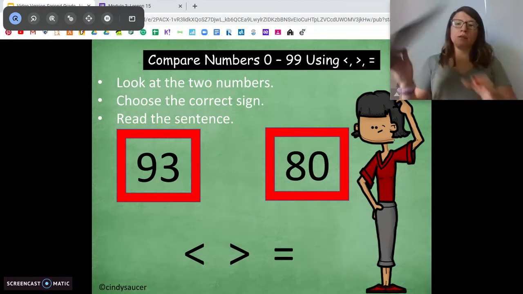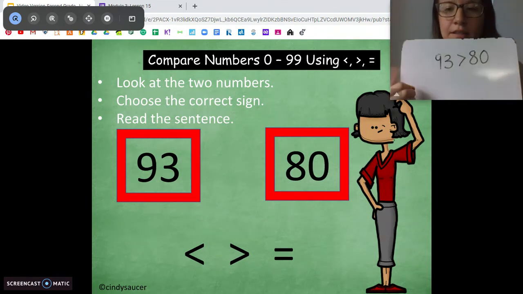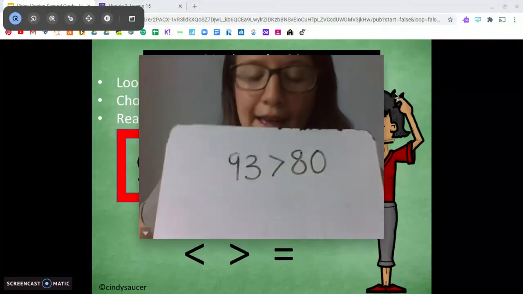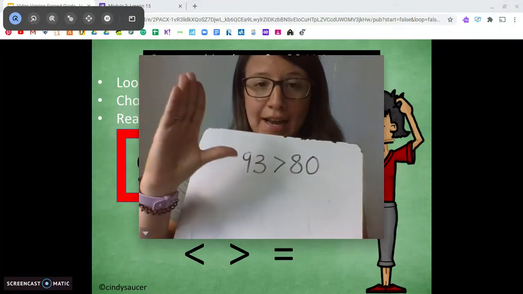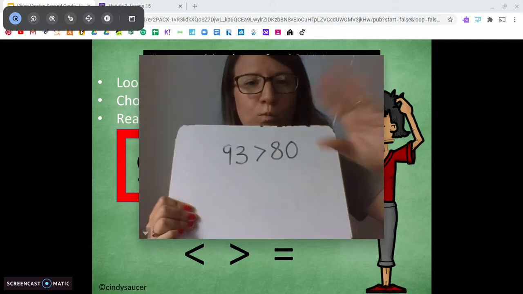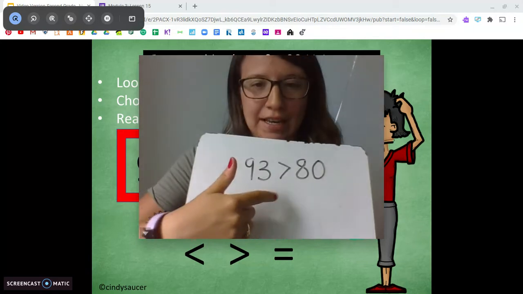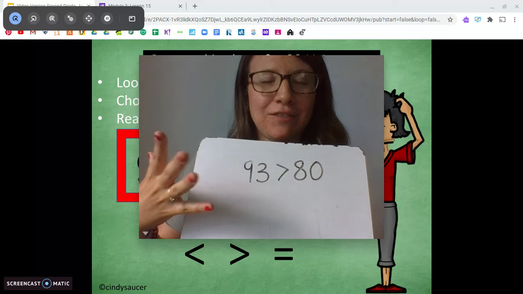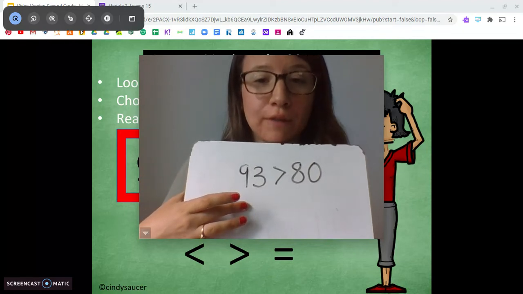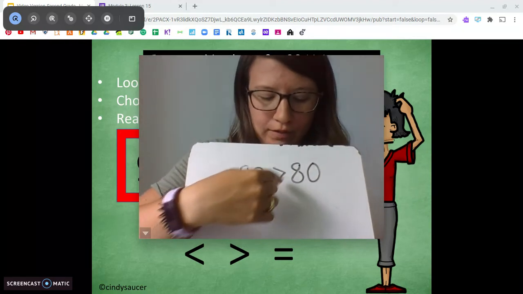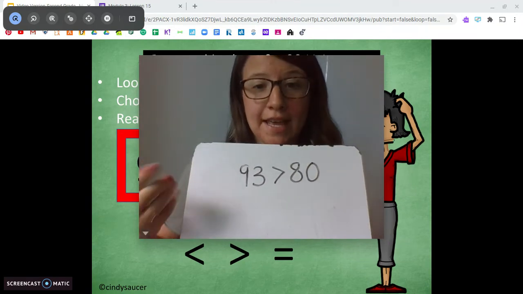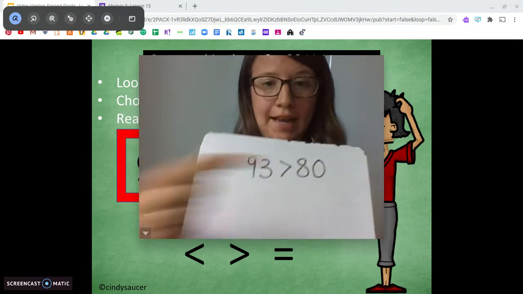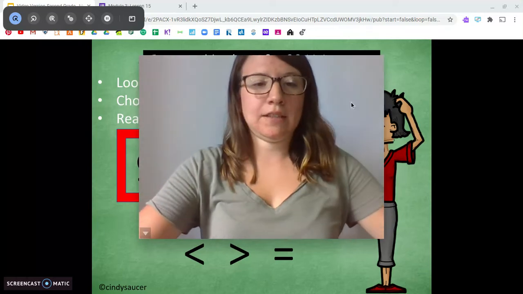Okay, ready? So this is what my comparison sentence looks like. I'll make myself bigger. I have 93 is greater than 80. 93 is eating the 80 because 93 is bigger. So 93 is greater than 80. Do you see how the mouth is kind of open to 93? So that's how I want you to do it. We're going to practice saying it. 93 is greater than 80. All right, let's try the next one.